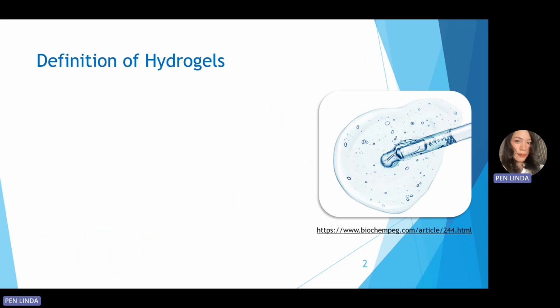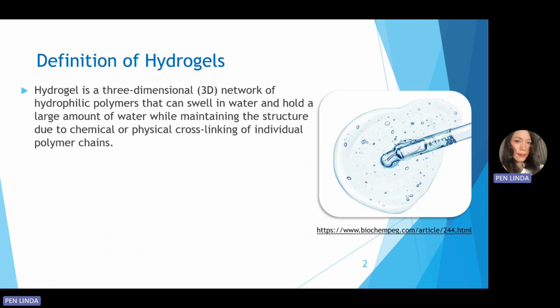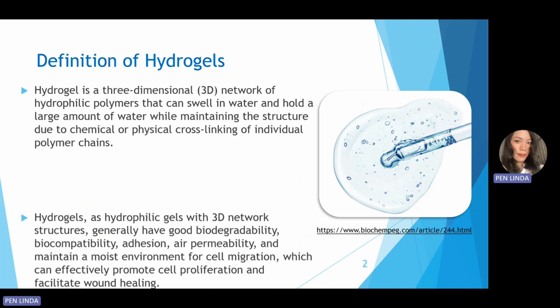Researchers over the years have defined hydrogel in many different ways. Hydrogel is a three-dimensional network of hydrophilic polymers that can swell in water and hold a large amount of water while maintaining the structure due to chemical or physical cross-linking of individual polymer chains.